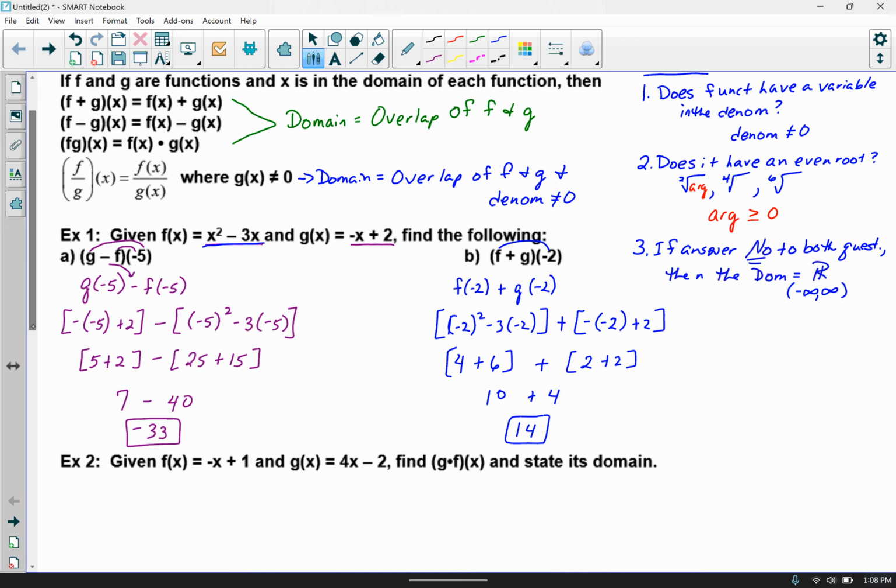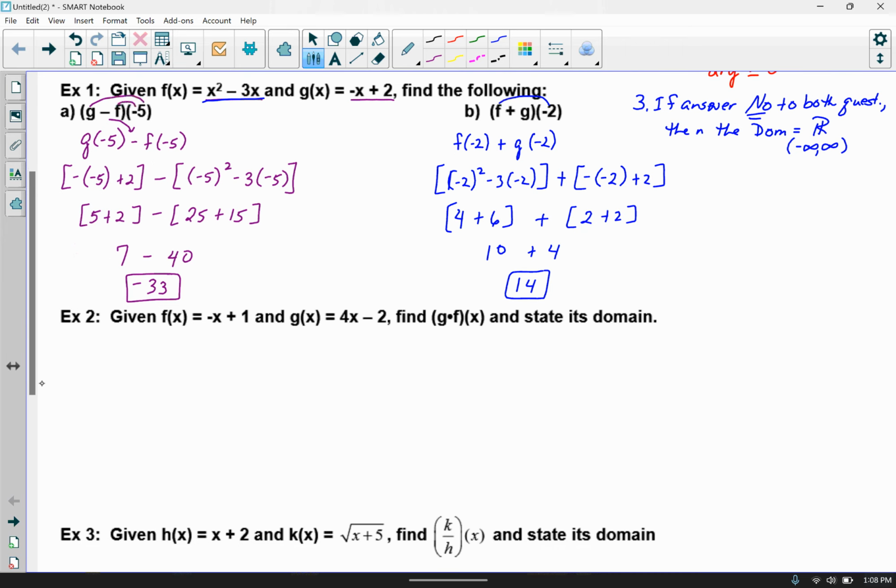Okay. All right, I'm going to scoot on down then to example 2. In example 2, I am likewise giving you a function for f of x and a function for g of x. And this time I want us to find g times f of x, and we're going to add another element to it. We're also going to state its domain this time. All right, so let's first though find g times f of x.